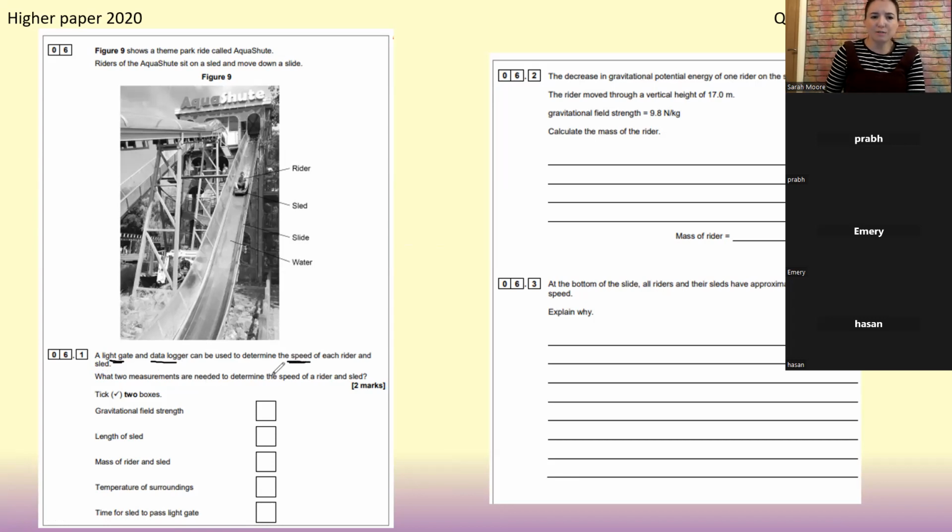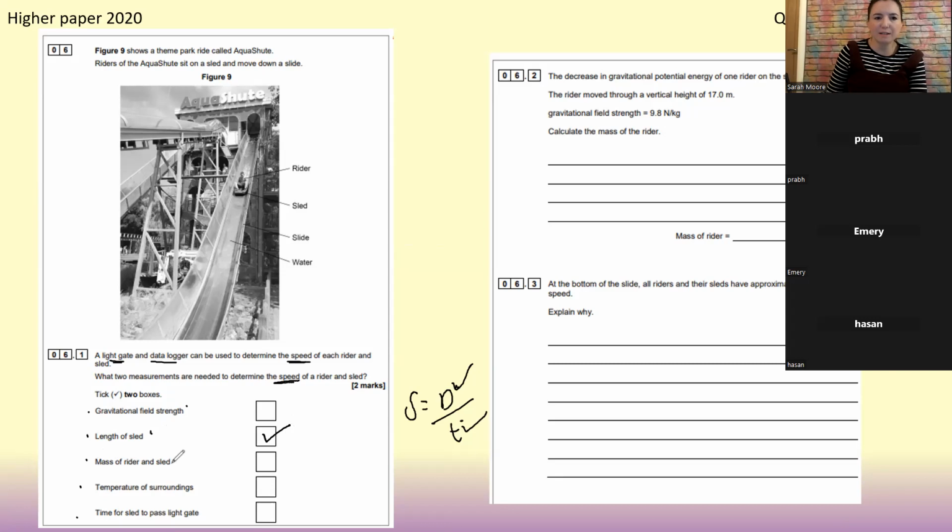What 2 measurements do we need to take to determine the speed? Well, for me, I start to think speed is distance divided by time. How far something has travelled and how long it took to travel that distance. Those 2 things divided give us speed. So what 2 measurements here are going to give me distance and time? Gravitational field strength, no. Length of the sled. Right, well, that's going to give me distance.